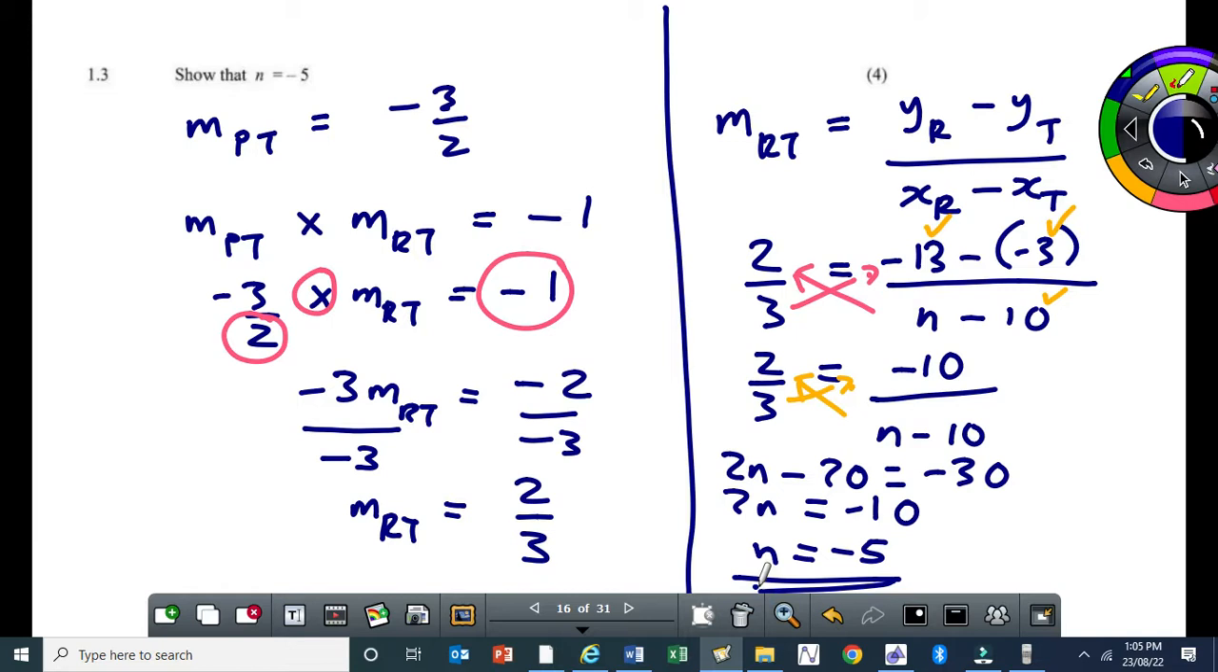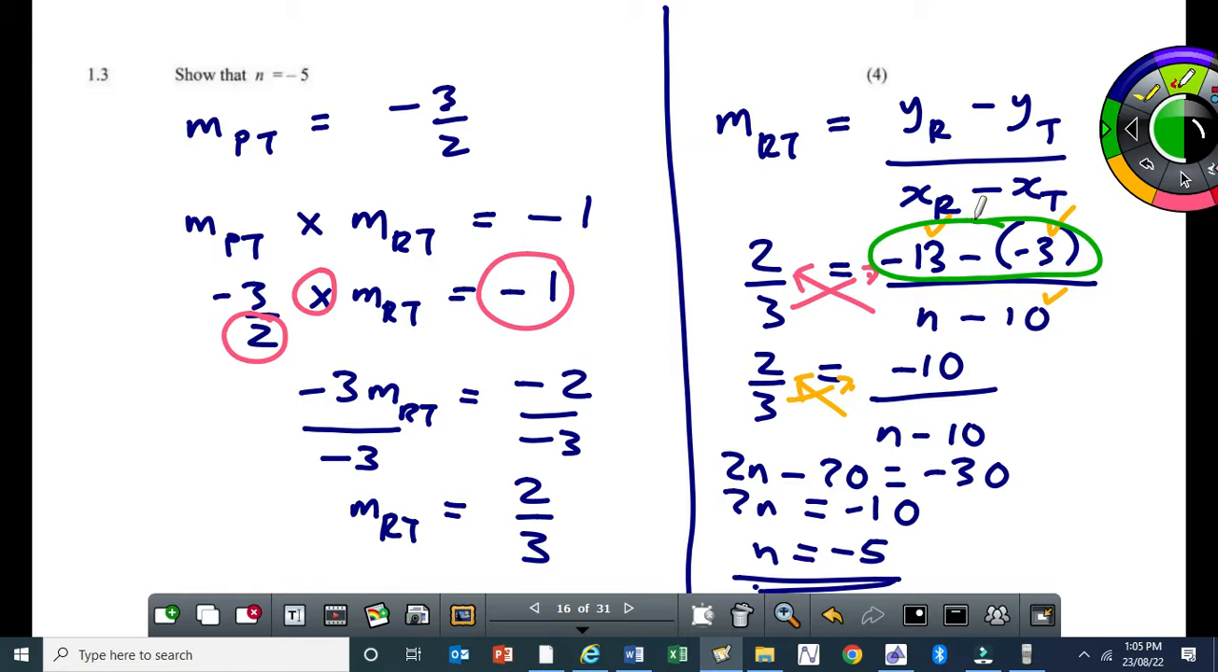Your knowledge of equations. Okay, please be aware that here you cannot cross multiply before simplifying the numerator. You have to simplify first the numerator, then you cross multiply.